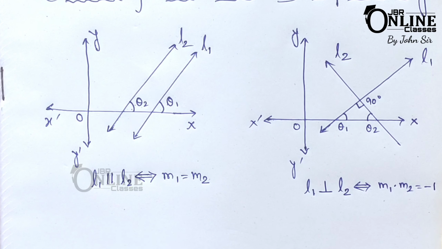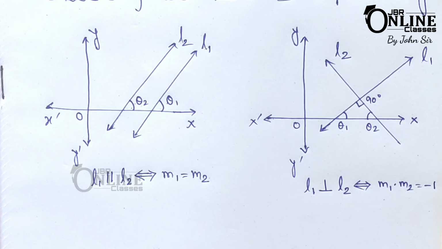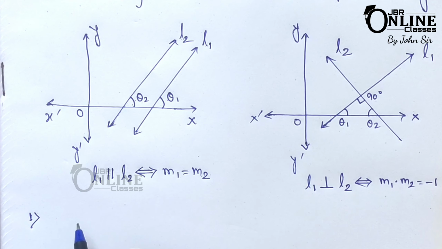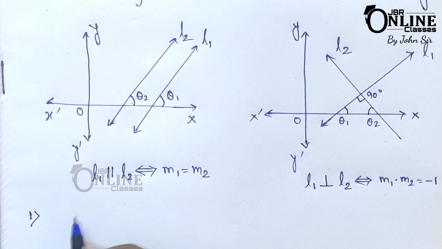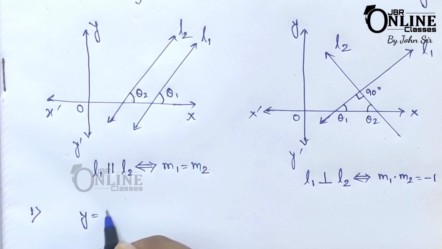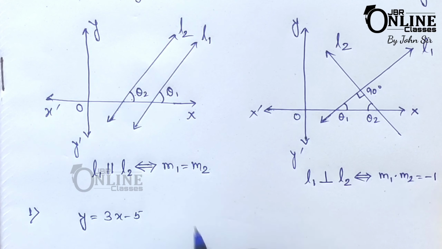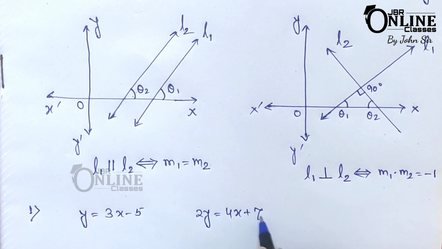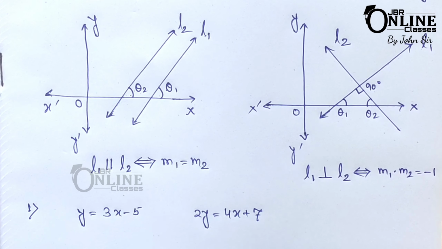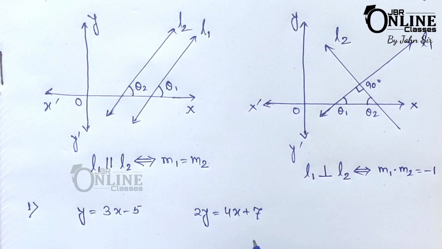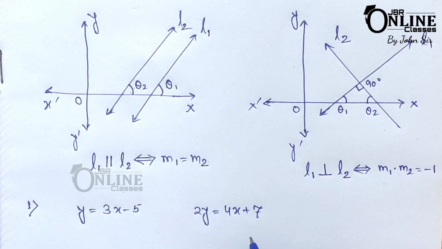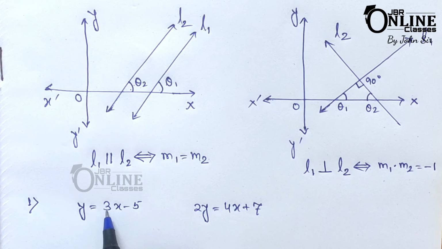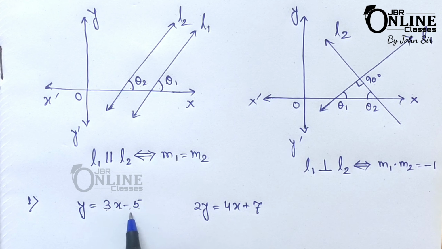Now I am going to start the exercise problems. Problem number 1: state which one of the following is true. The straight lines, the first one y equals 3x minus 5 and the second one 2y equals 4x plus 7, are parallel, perpendicular, or neither parallel nor perpendicular. Here y equals 3x minus 5, that means y equals mx plus c.